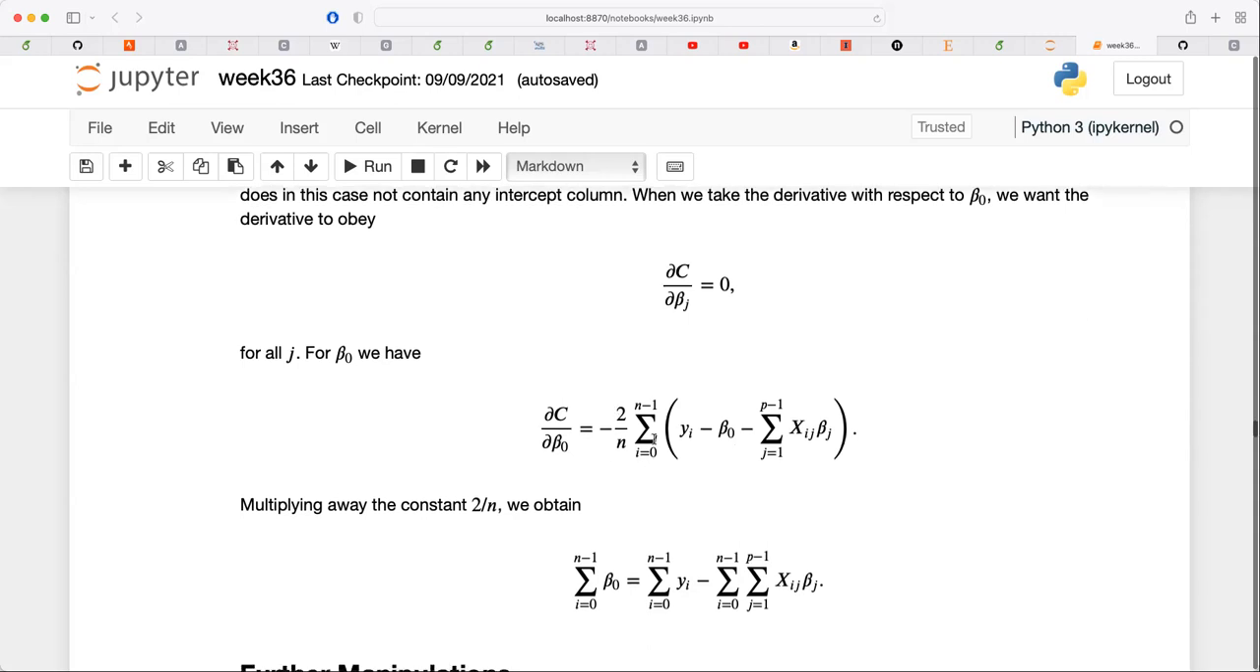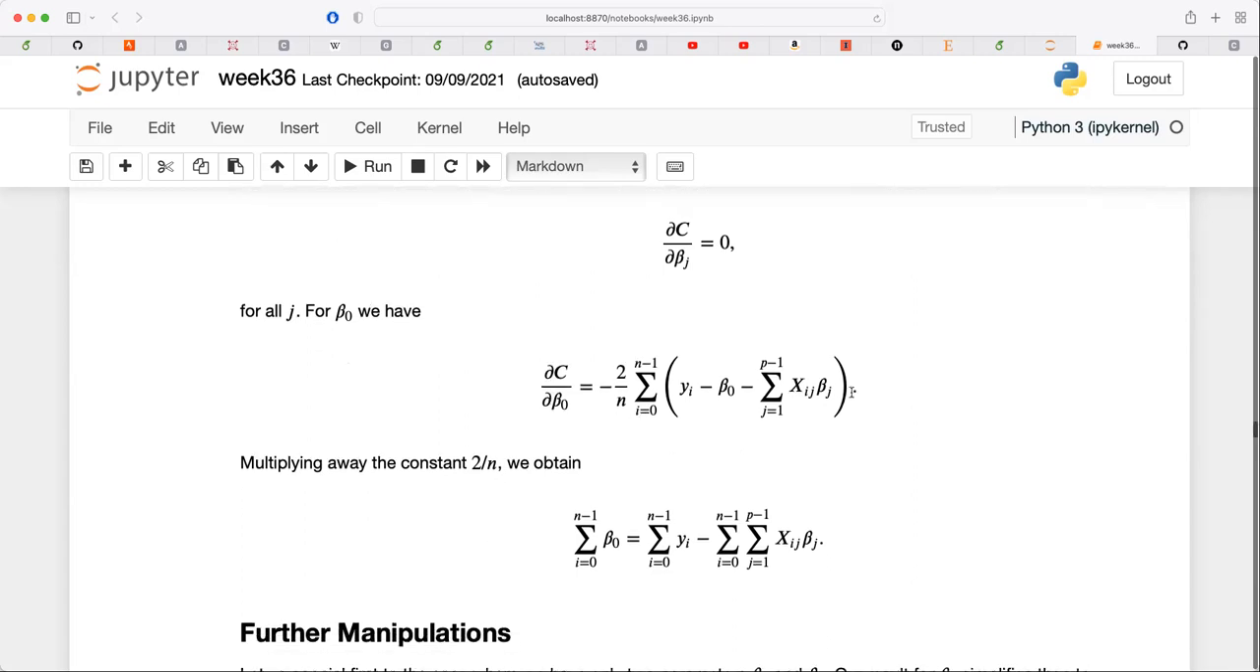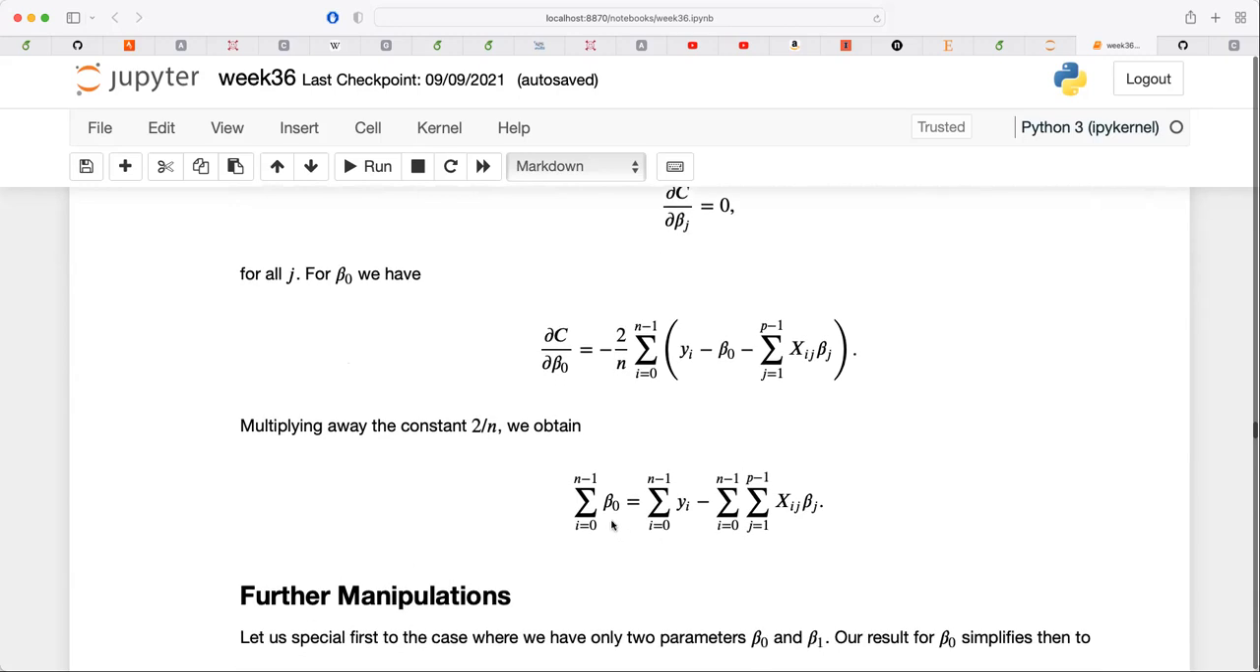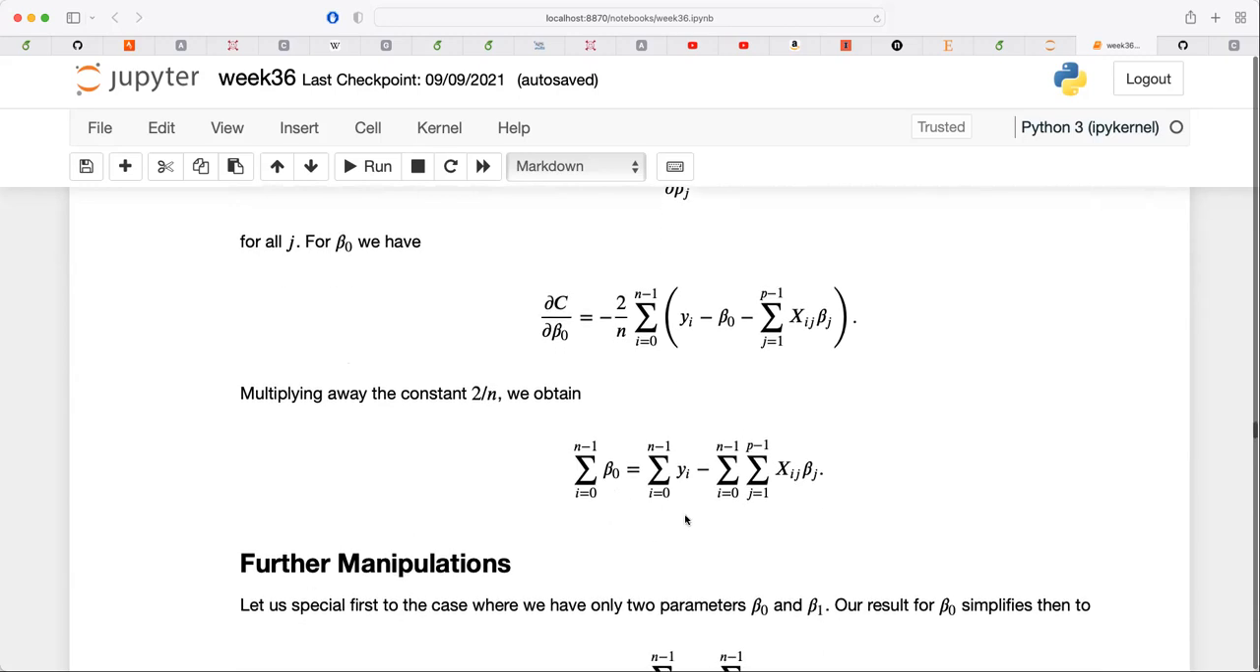You can rewrite this expression by multiplying away the 2 over n term, and you want this to be 0, obviously. That means you can define the intercept in terms of the sum over the y values times the parameters you fitted. If you have these parameters, which are defined by your design matrix, you can actually recover the intercept. So this is just a constant. When you sum it up here, it just gives you n times beta 0, right? So beta 0 is a constant.